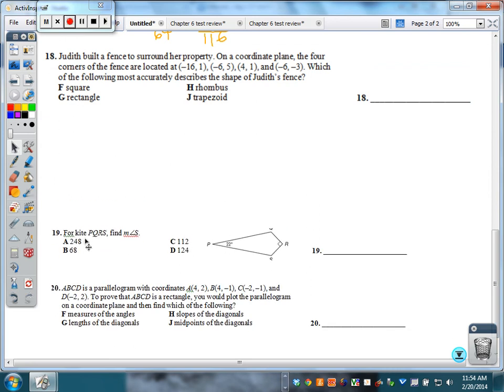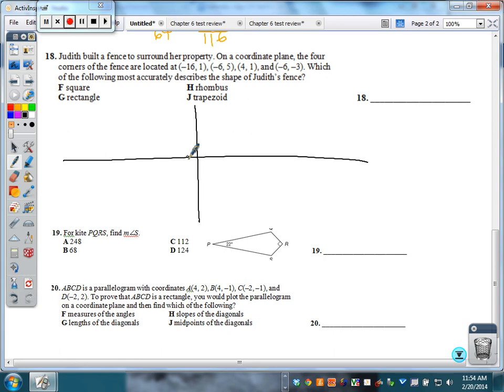All right, number 18. Number 18 says Judith built a fence to surround her property on a coordinate plane. The four corners of the fence are located at the following points: -16, 1, and others. Which of the following most accurately describes the shape of Judith's fence? Again, the easiest way to do this is just to go ahead and sketch a graph. Now again, we've got a pretty big number sitting here with this -16, so we've got to make sure that we account for it. So let's go ahead and just go by twos.